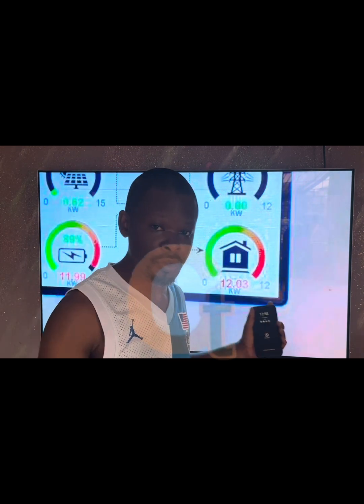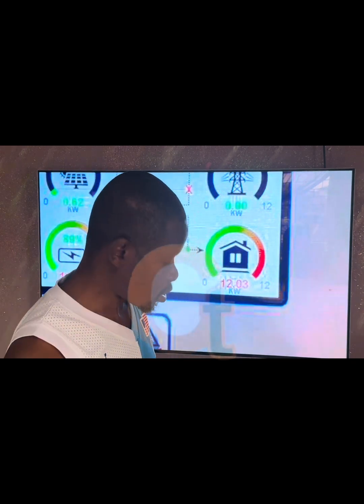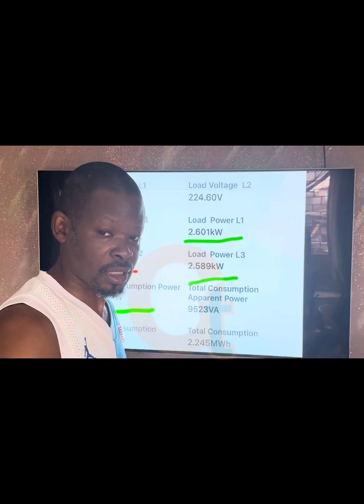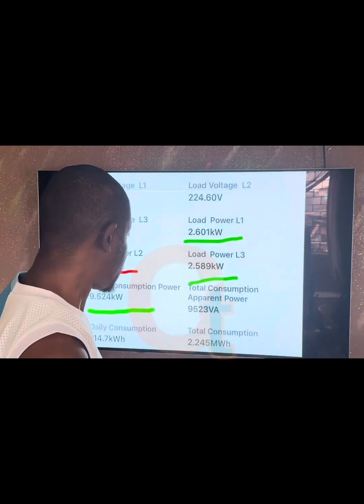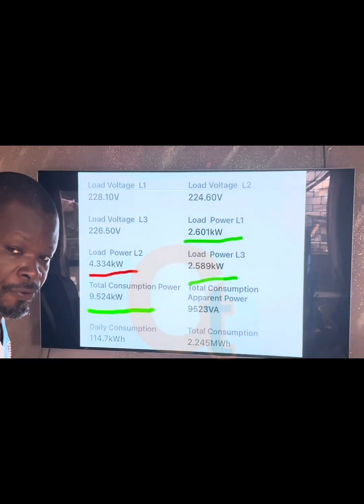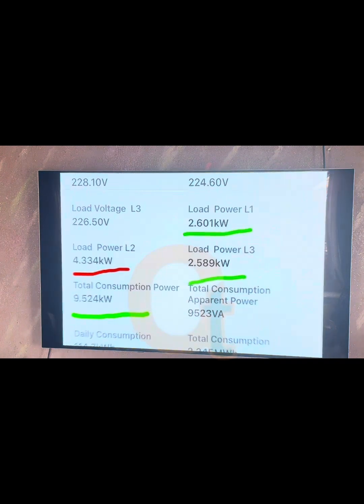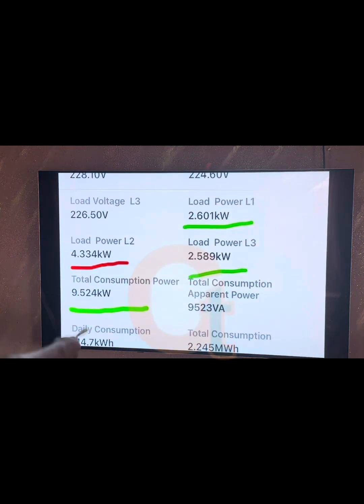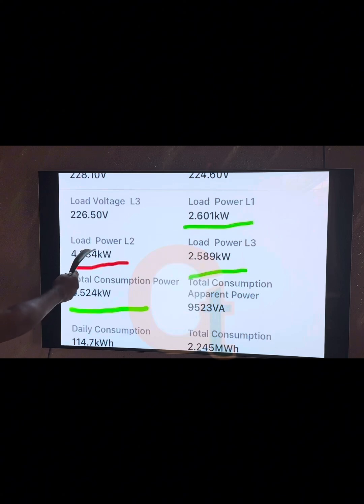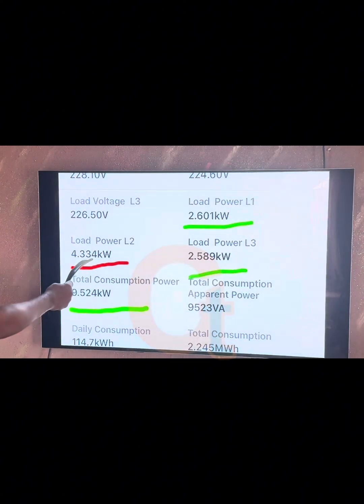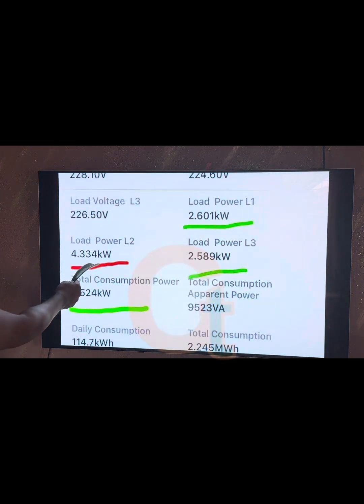Okay, let me show you what I mean. So this is a sample of what I'm talking about. If you look at it now, if you look here, line 3, this is phase 3. Line 2, if you look at line 2, this is 4.3 kilowatts.